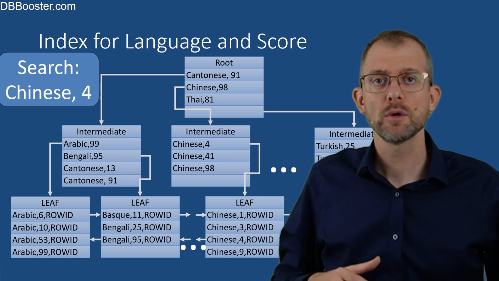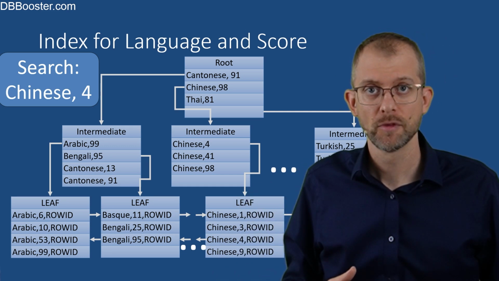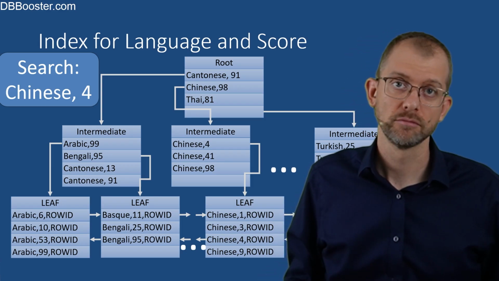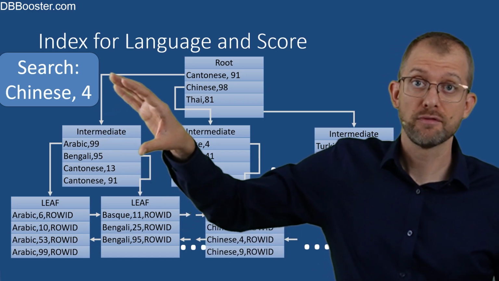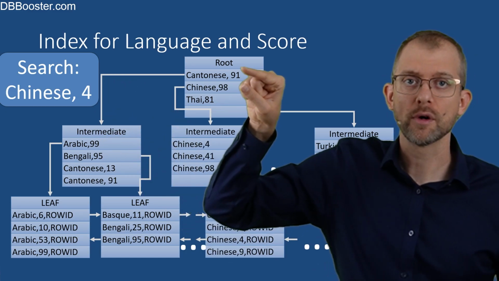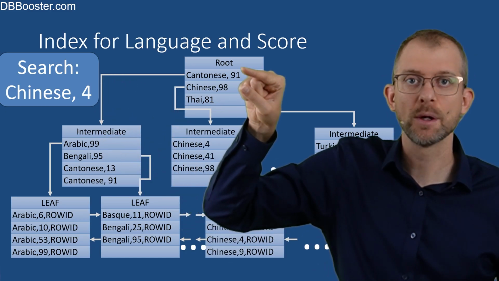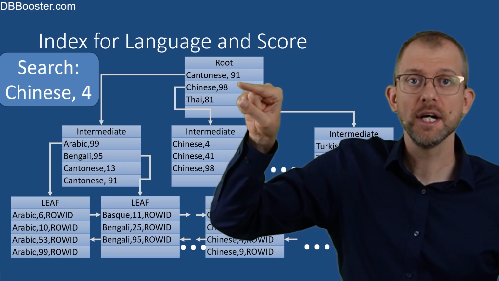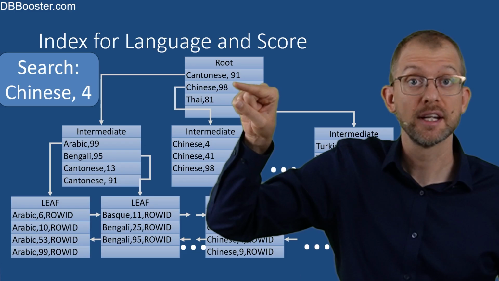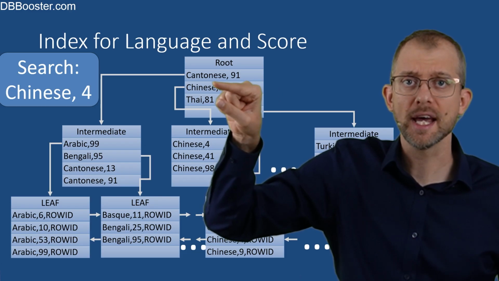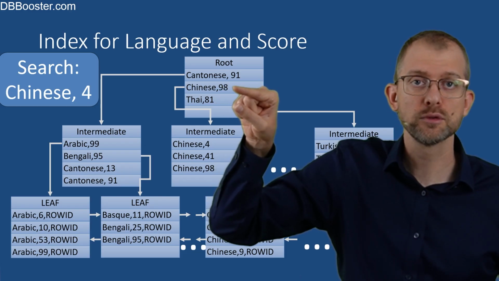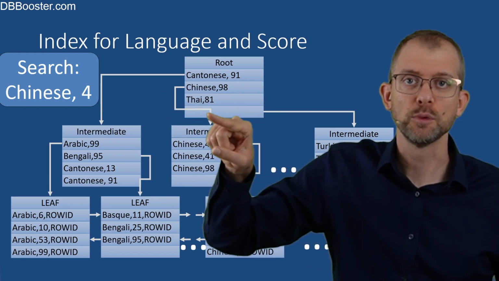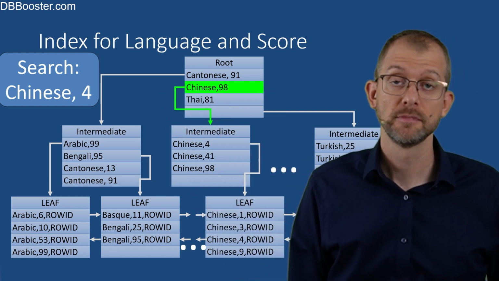We are looking for the first entry where our value is lower or equal. The value is Chinese 4, and Chinese 4 is greater than Cantonese 91. So we move to the next entry. Now Chinese 4 is less than Chinese 98. The language is the same, and the score 4 is lower than 98. So we follow this pointer to the intermediate level page.